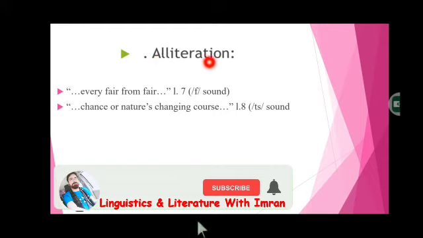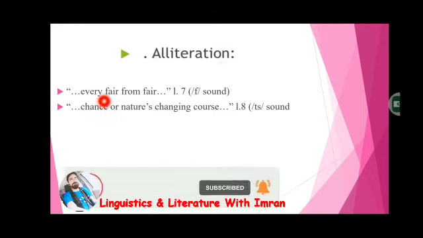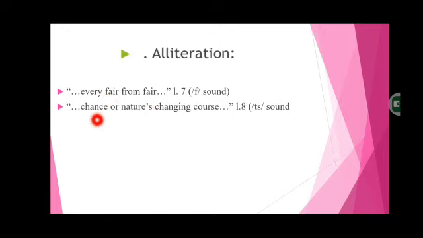Alliteration is also used in this sonnet. Every fair from fair, so we can see the f sound. And chance or nature's changing course: the sound is ch. Chance, ch, nature and changing. This is called alliteration.